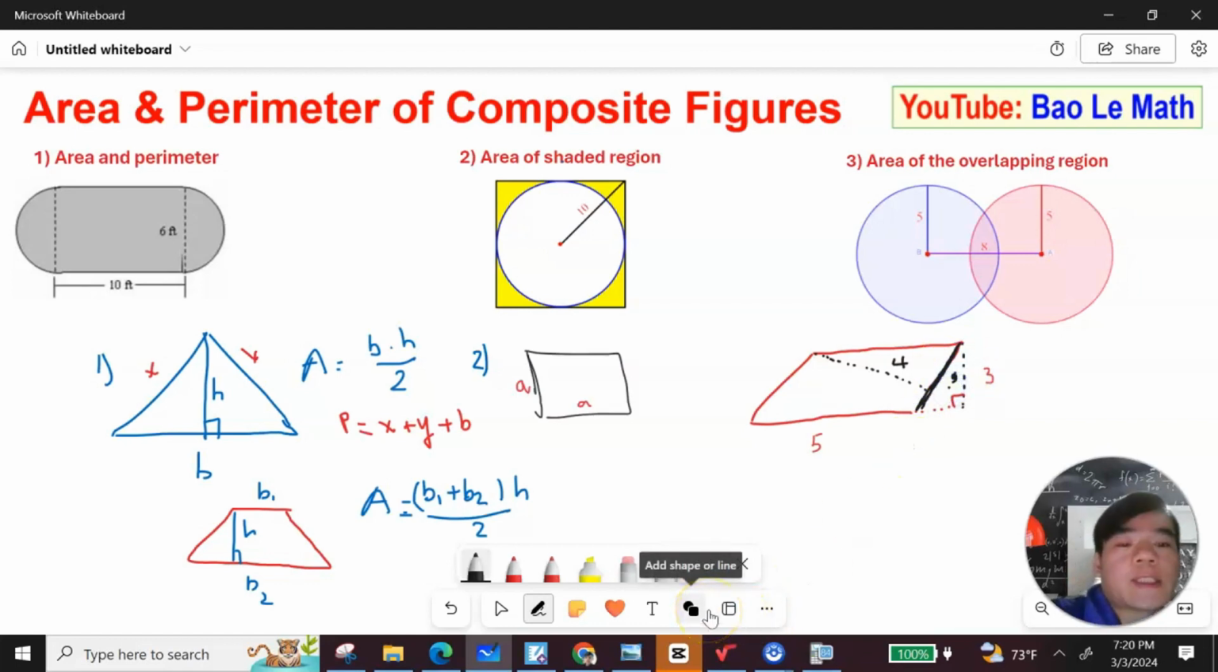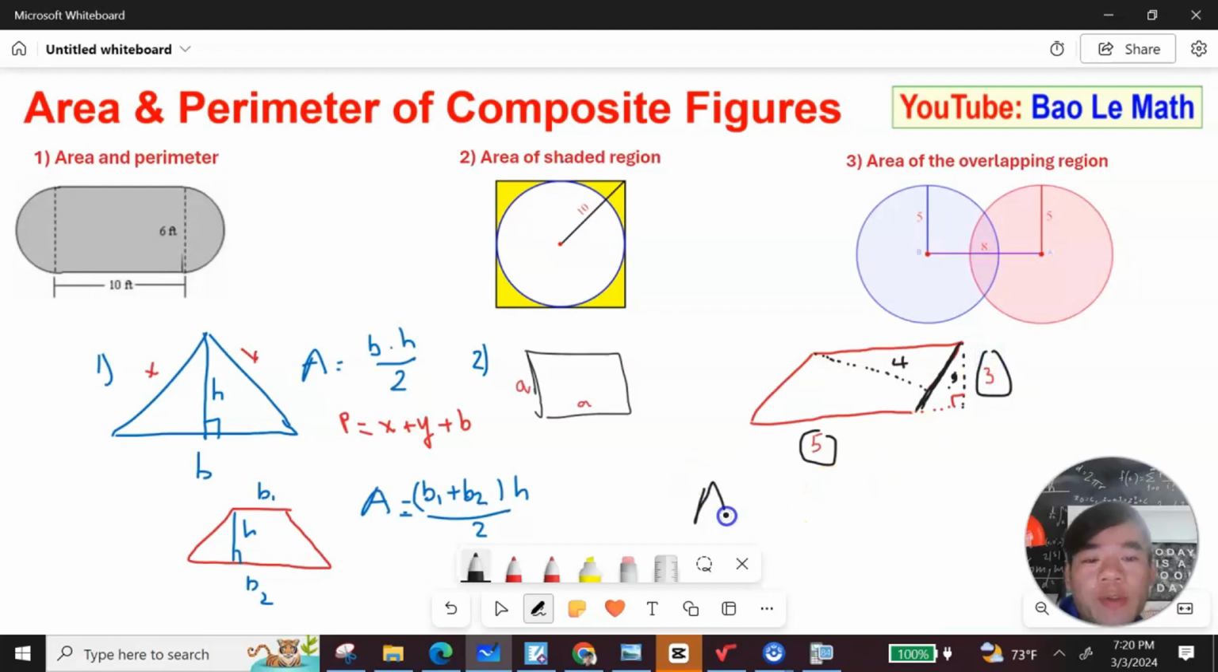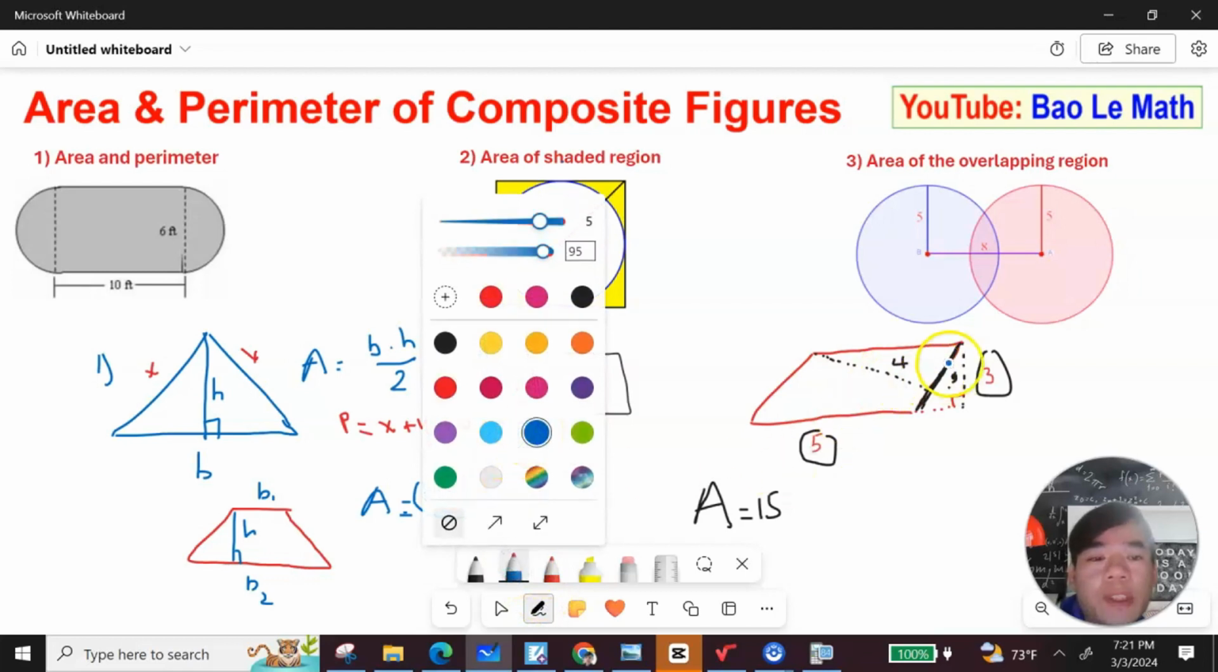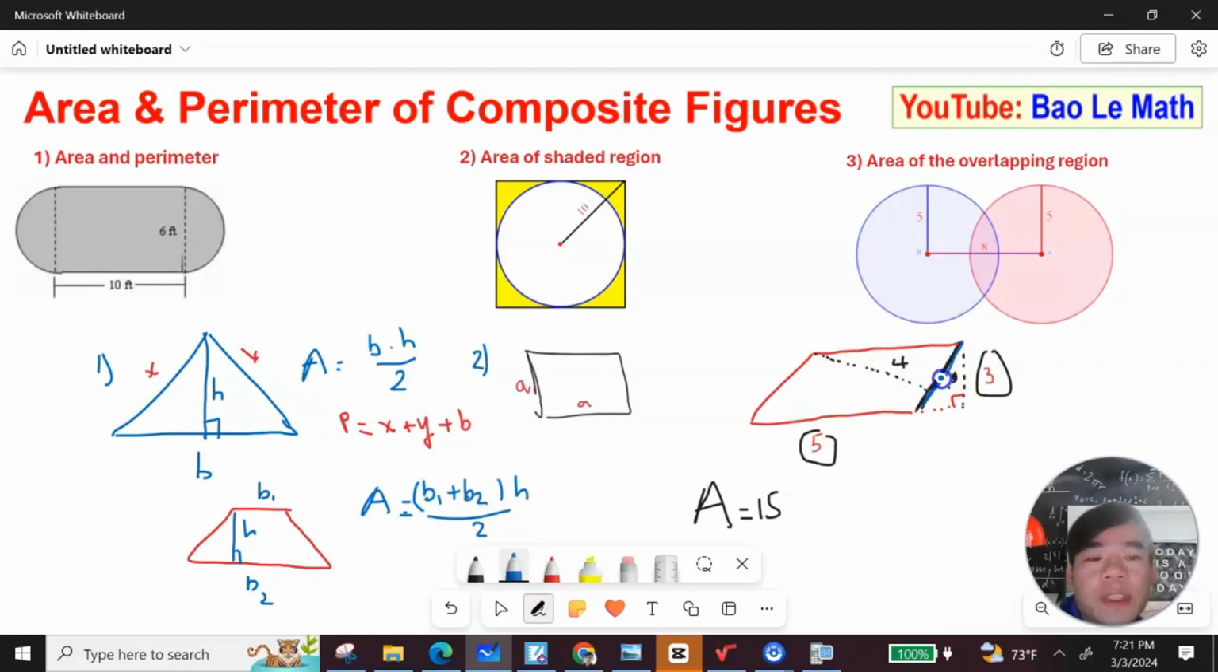Now we need to calculate the area of the parallelogram using the formula: base times height. If I choose this side as the base, my height is right here, so the area equals 15, 5 times 3. Second, if I choose this side as the base, my height is 4, so the area still equals 4 times this side, which I call S.